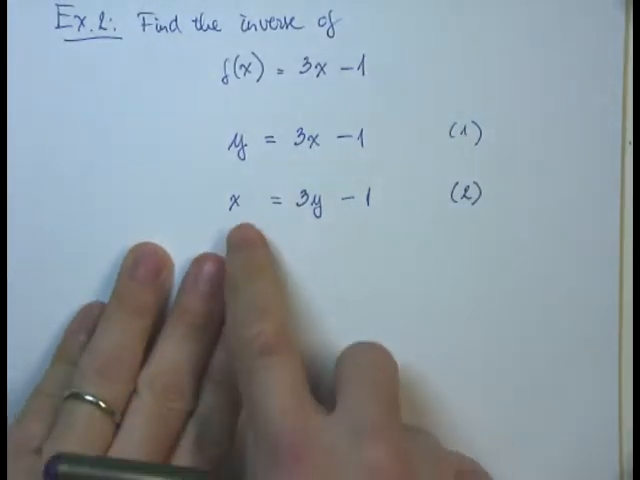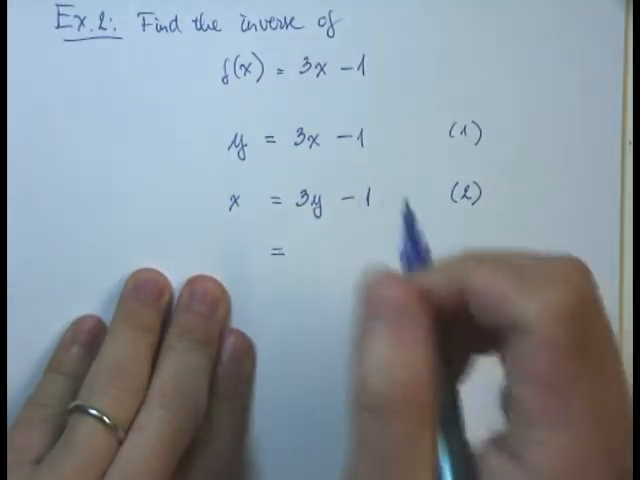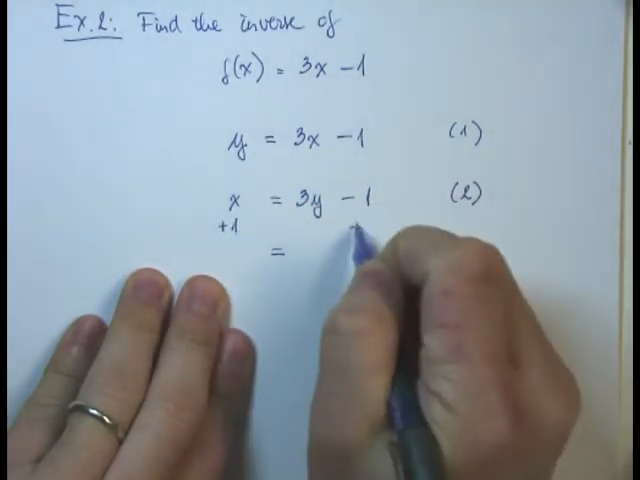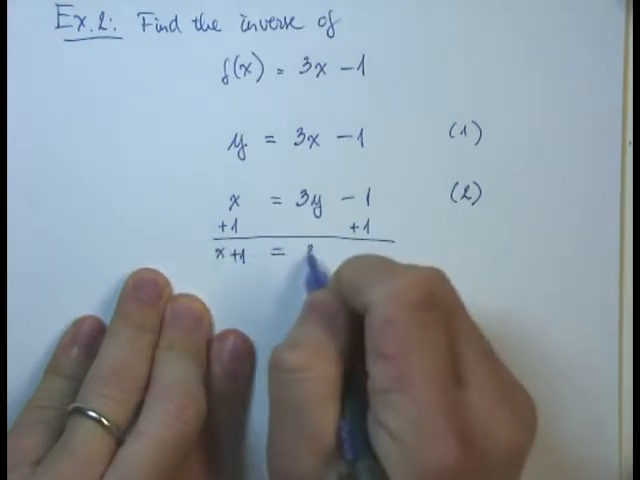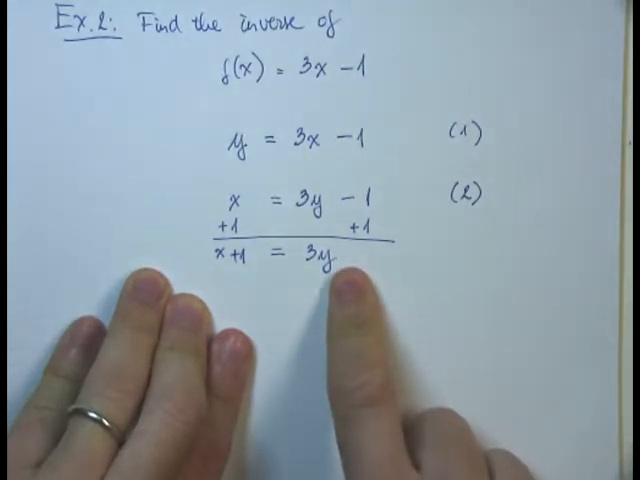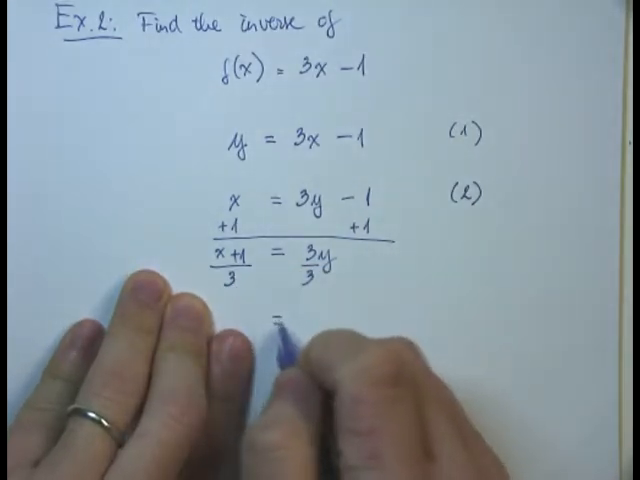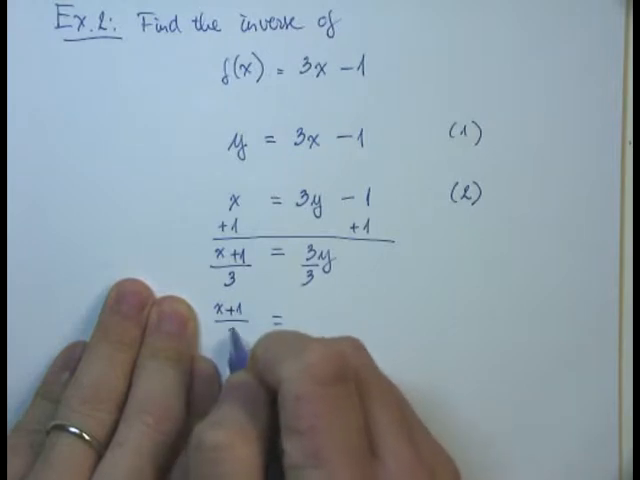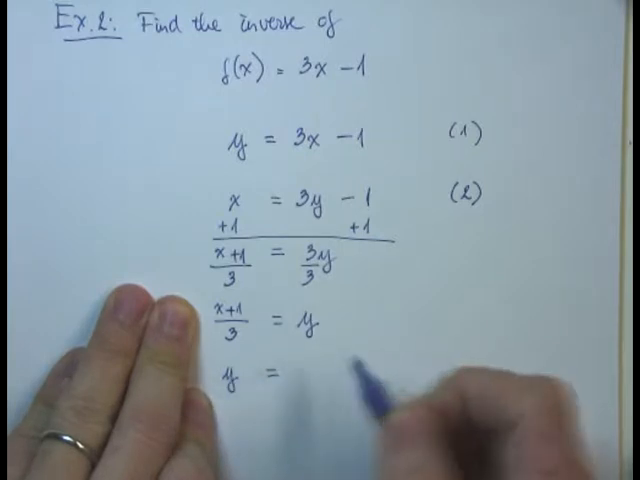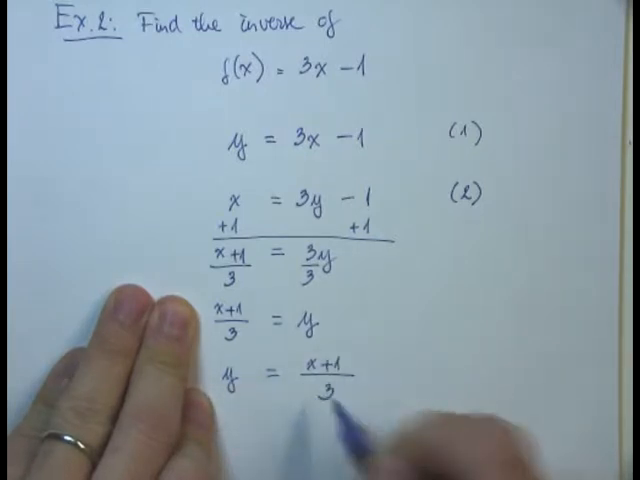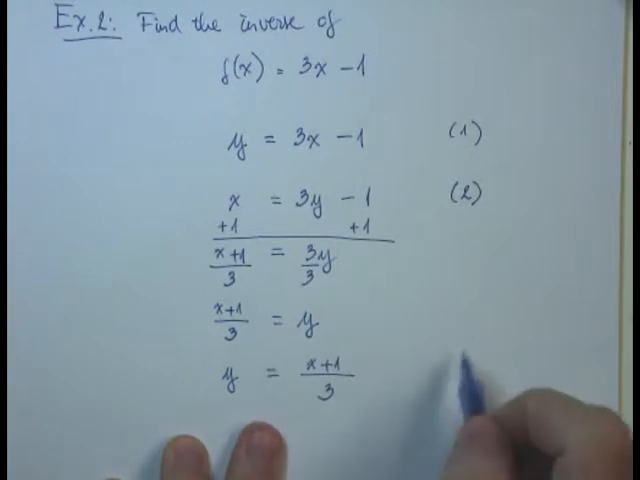Step number 3, once you finish swapping the positions of x and y, now you need to solve for y. To solve for y, I need to add 1 to both sides of the equation, and that gives me x plus 1 equals 3y. I'm not quite done solving for y yet, so I need to divide both sides by 3, and that gives me x plus 1 all over 3 equals y. Rearranging the equation, that gives me y equals x plus 1 all over 3. This is how we solve for y, and this is the end of step number 3.